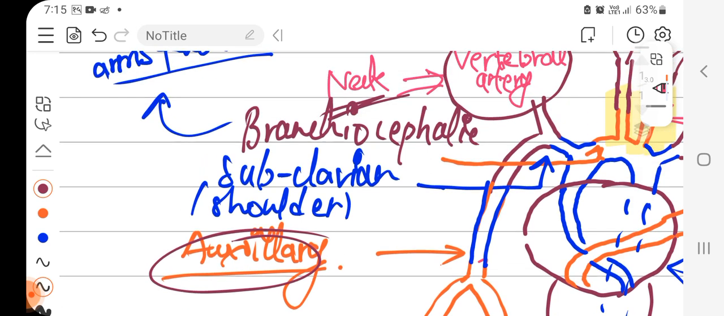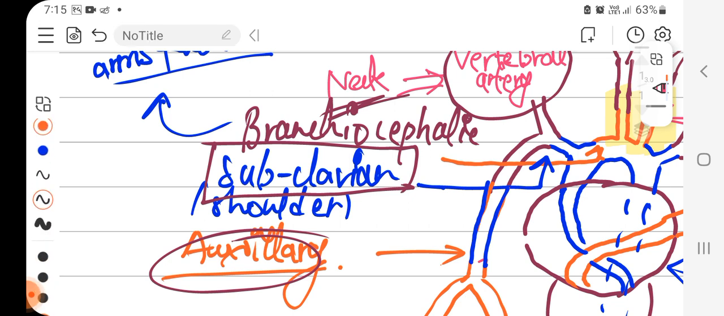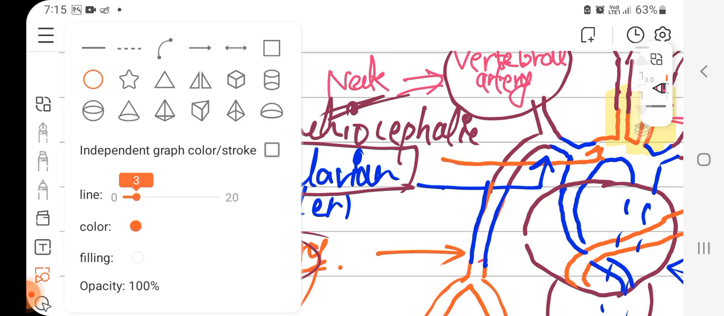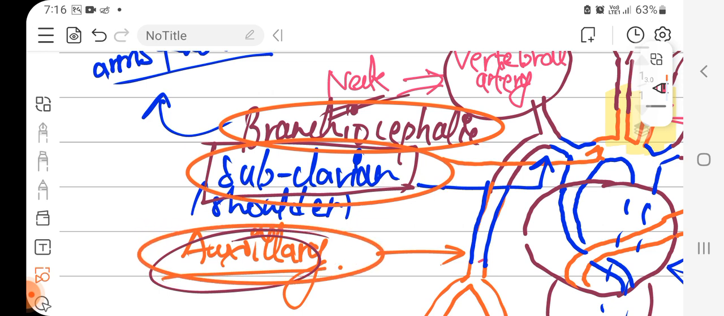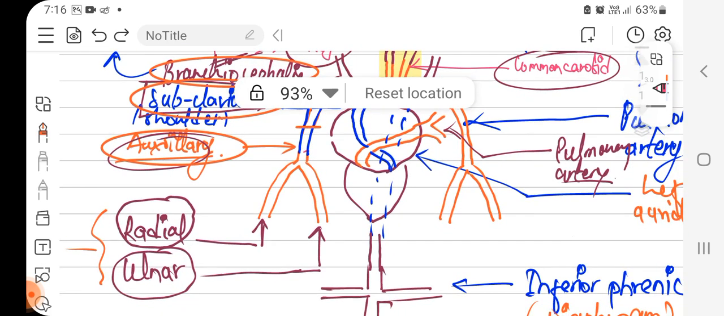This axillary artery and subclavian have been marked as questions as well, and this brachiocephalic is the most important question. This brachiocephalic is the most important question. This brachiocephalic and this subclavian of the shoulder, this subclavian and this axillary are most important. Let's move on to the next.